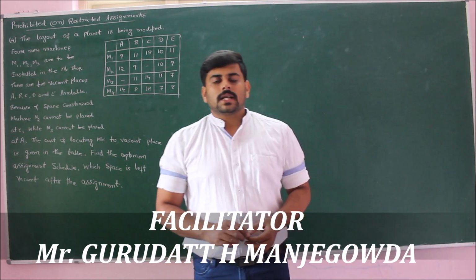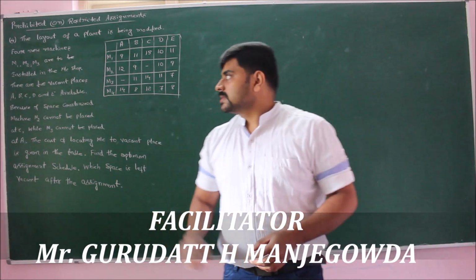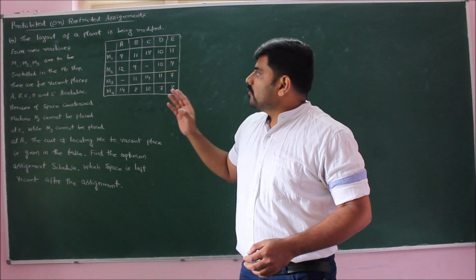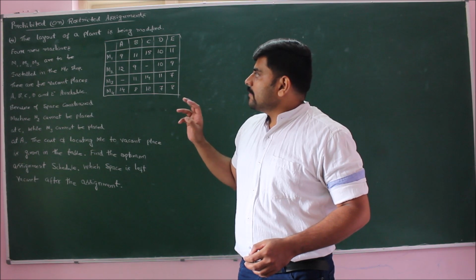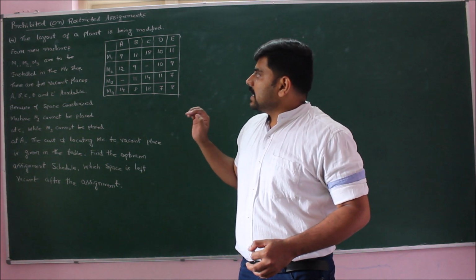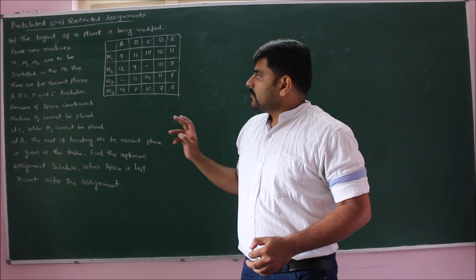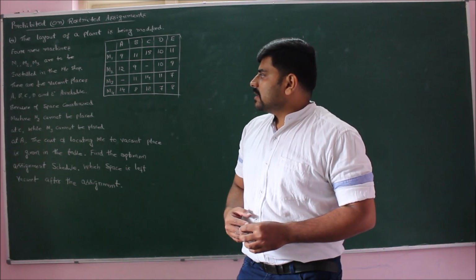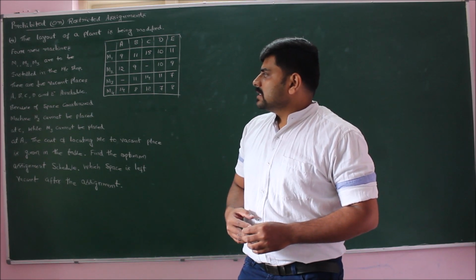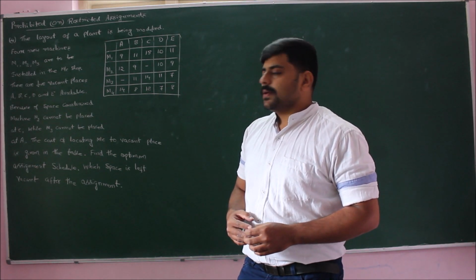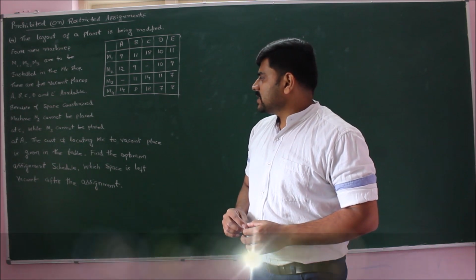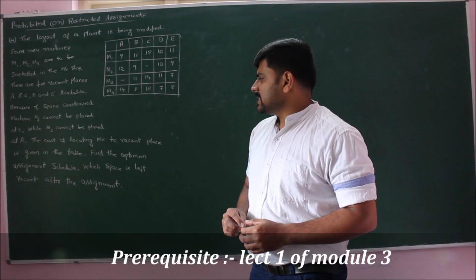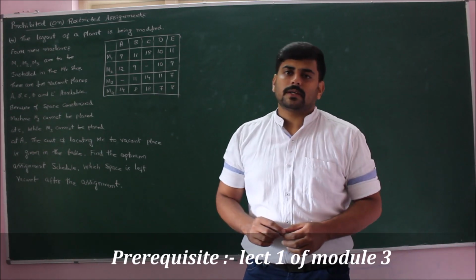Let us move on and solve our problem number 4 on assignment problems. The problem states that the layout of a plant is being modified. 4 new machines M1, M2, M3 and M4 are to be installed in the machine shop. There are 5 vacant places A, B, C, D and E available. Because of space constraint, machine M2 cannot be placed at C while M3 cannot be placed at A. The cost of locating machines to vacant places is given in the table. Find the optimum assignment schedule, and which space is left vacant after the assignment.